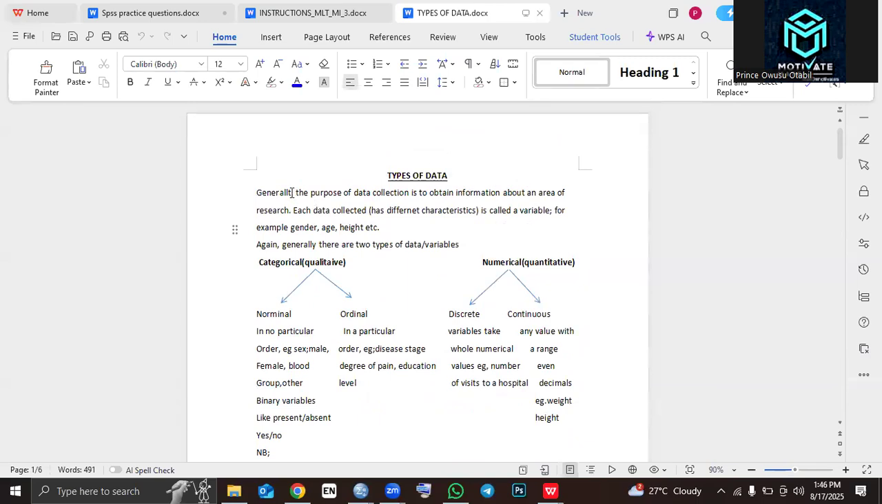Now, generally speaking, there are two types of data. There are the categorical data and then the numerical data. What do we mean by categorical data? Categorical data are the types of data that are in groups. And then the numerical data are those that are what? Figures.